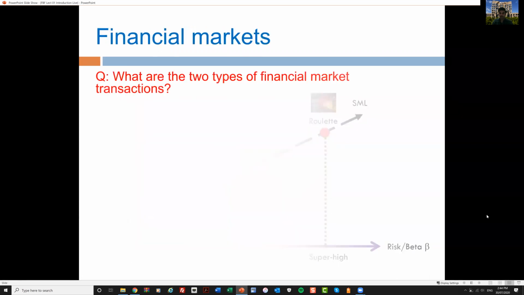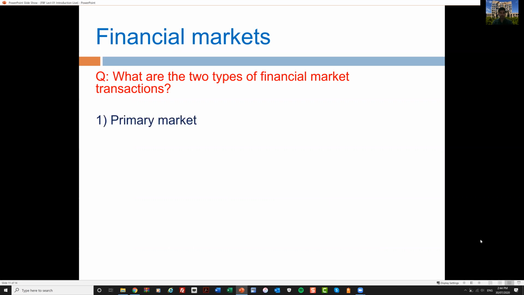So does anyone know what the two main types of financial market transactions are? There are two main types of transactions. Does anyone remember what they are? Okay, so boom, from Samira, Elliot's on the right track. We've got the primary and secondary market transactions.